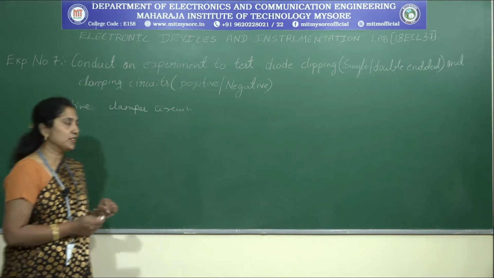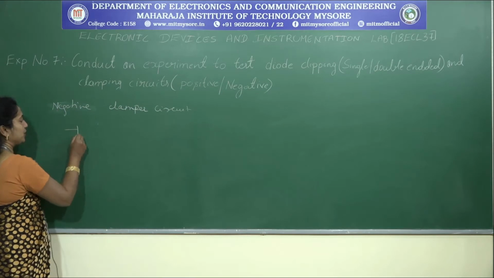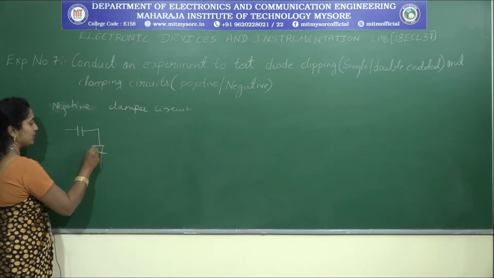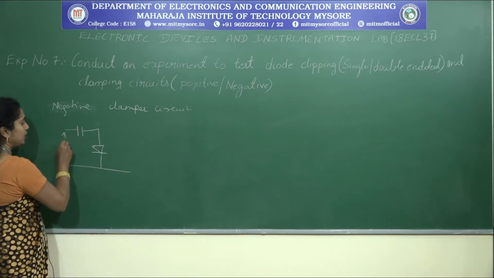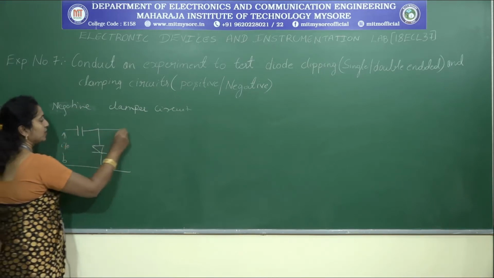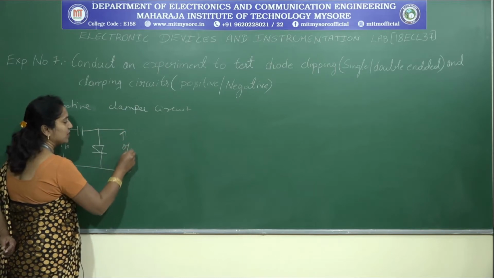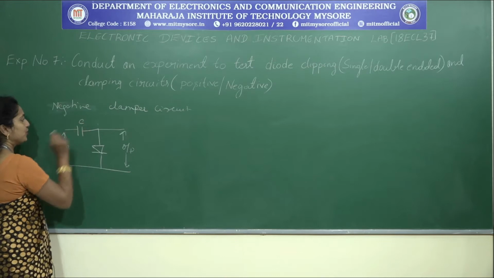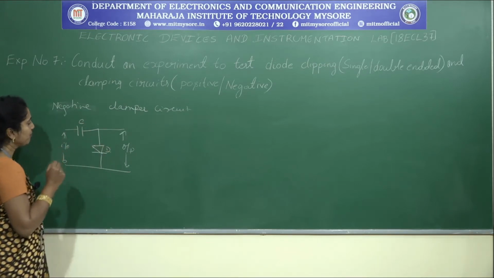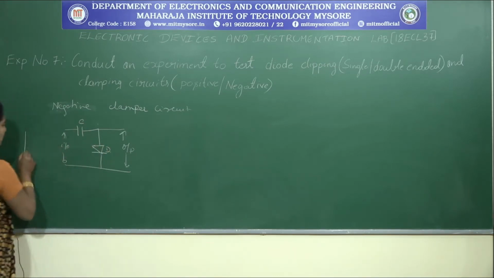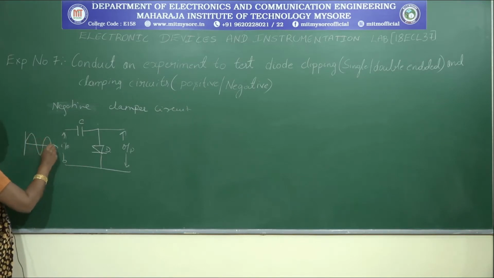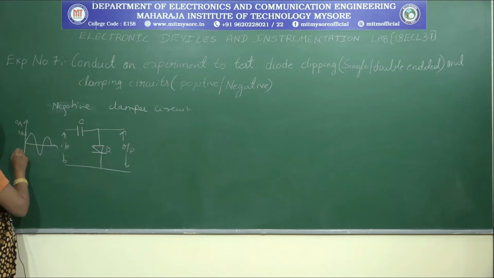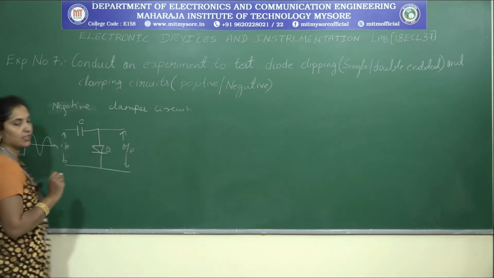For the negative clamping circuit, you have to reverse the diode. See now, the diode you have to reverse. This is the input and this is the output. I have not taken the resistor. Let us analyze the circuit first. This is the diode and this is the input you are going to apply. This is the Vi, this is the Vm and this is the minus Vm.